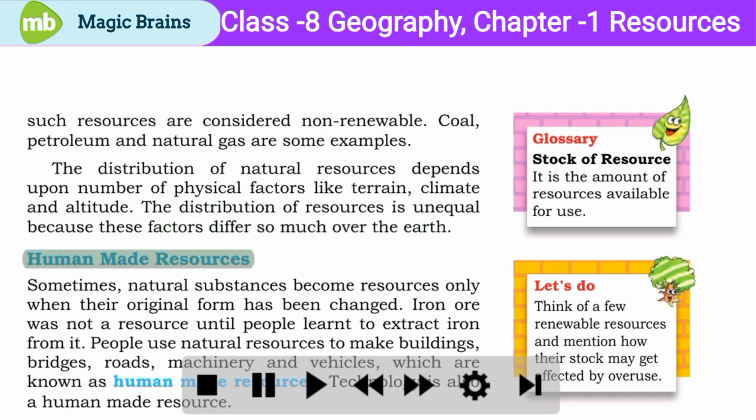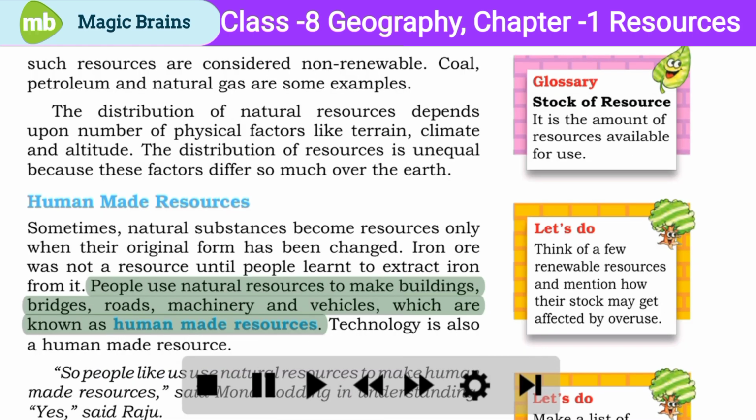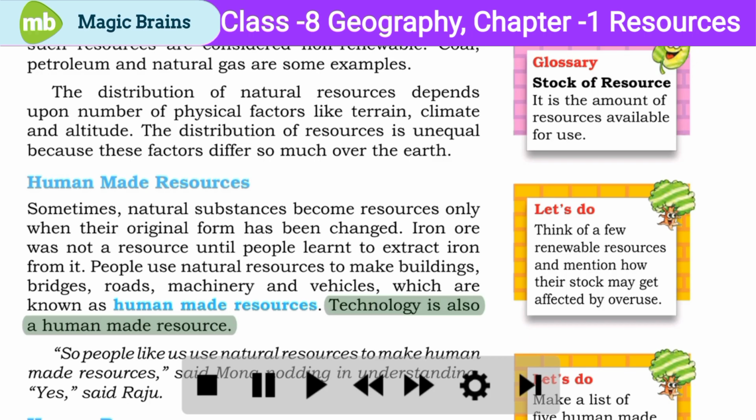Human-made resources. Sometimes natural substances become resources only when their original form has been changed. Iron ore was not a resource until people learned to extract iron from it. People use natural resources to make buildings, bridges, roads, machinery, and vehicles, which are known as human-made resources. Technology is also a human-made resource.